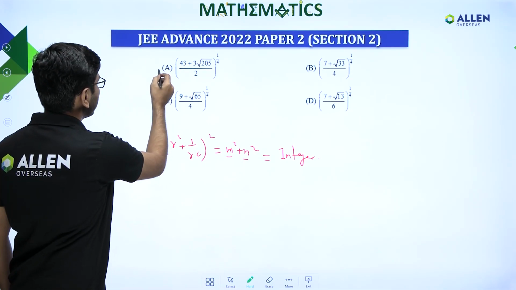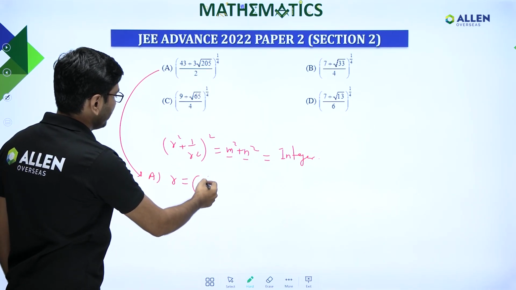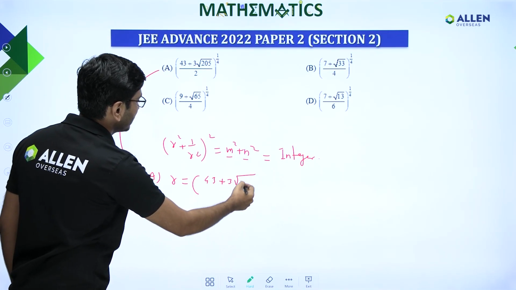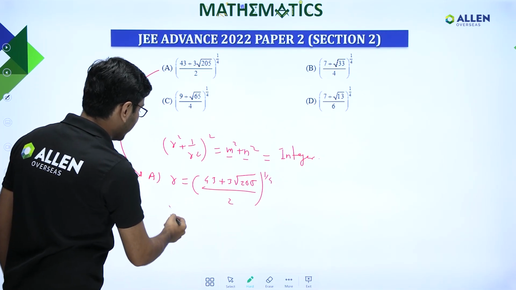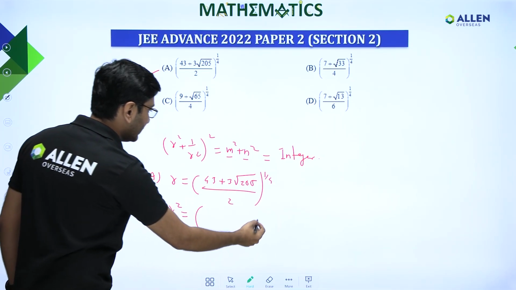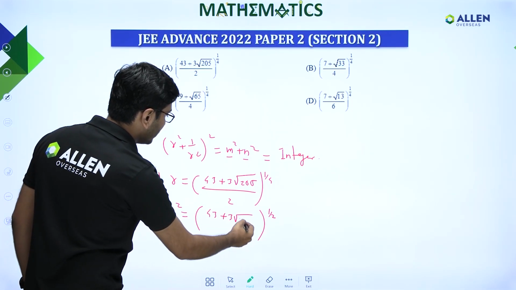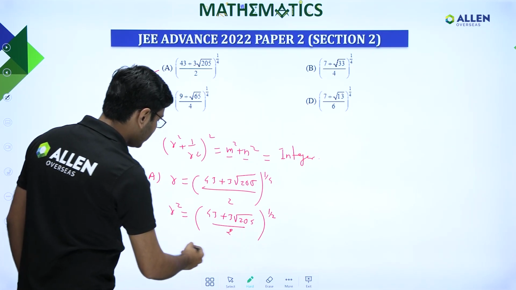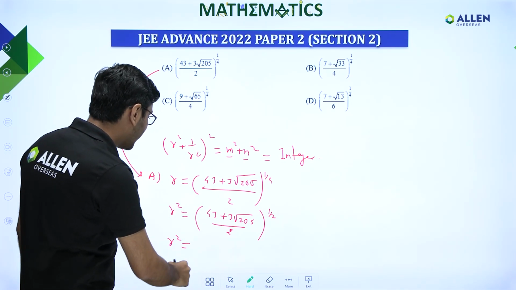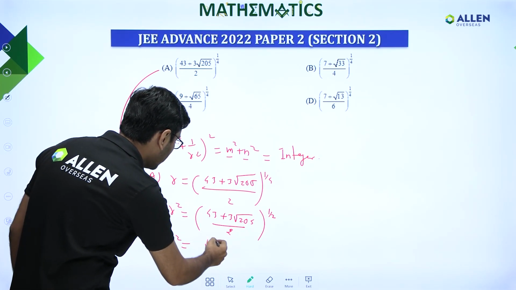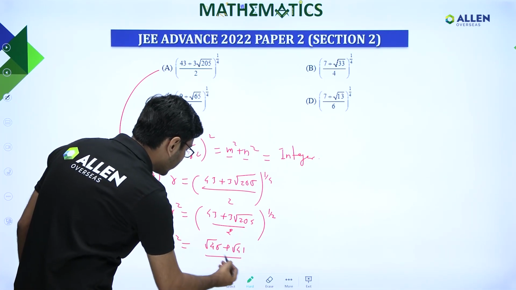Now, suppose I want to check for option A. In option A they have given r is equal to 43 plus 3 into root 205 divided by 2 bracket raised to 1 by 4. So, if I take r square, I will be getting square root of this number 43 plus 3 into root of 205 divided by 2. If I multiply numerator and denominator by 2 and adjust, I will come to know that this is nothing but root 45 plus root 41 divided by 2.